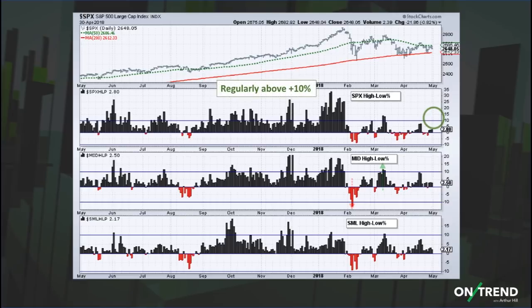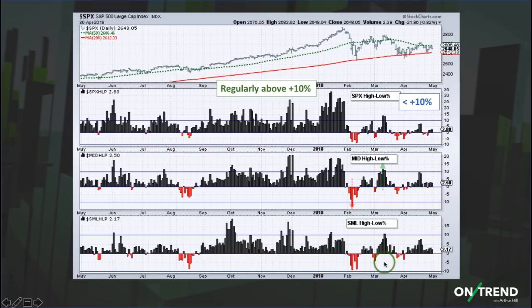Now, this next chart shows high-low percent, the indicator I just showed you. And you can see regular forays above that plus 10% level. And we didn't get below minus 10%, except for mid caps. So for mid caps, we had a signal there. We didn't get a signal for small caps in February. So only one of these three indicators triggered in the early part of February. But mid caps recovered with a bullish signal in March. So all three are back on bullish signals.